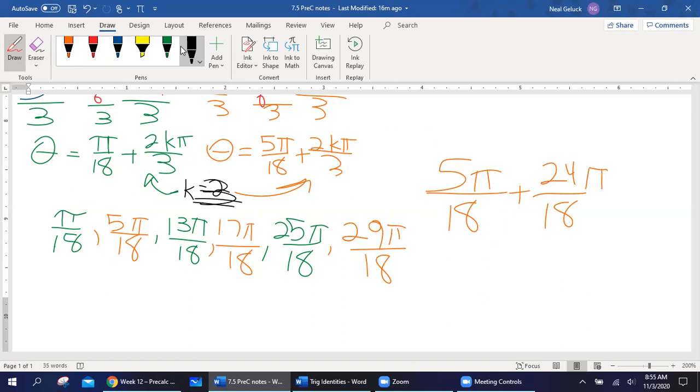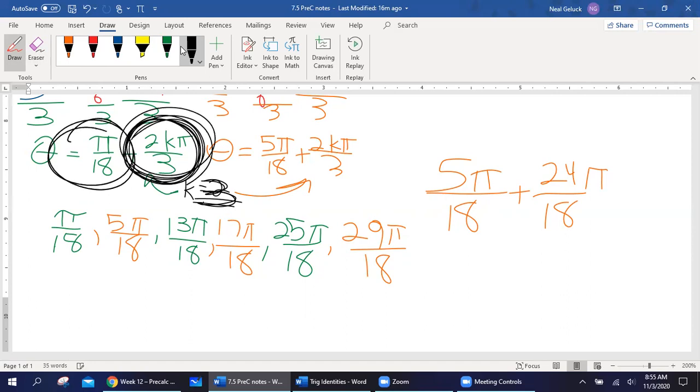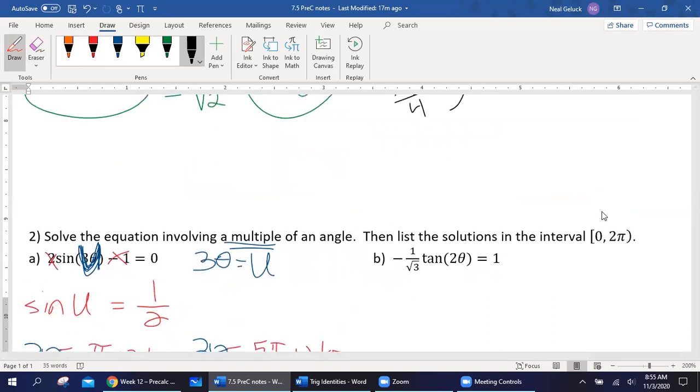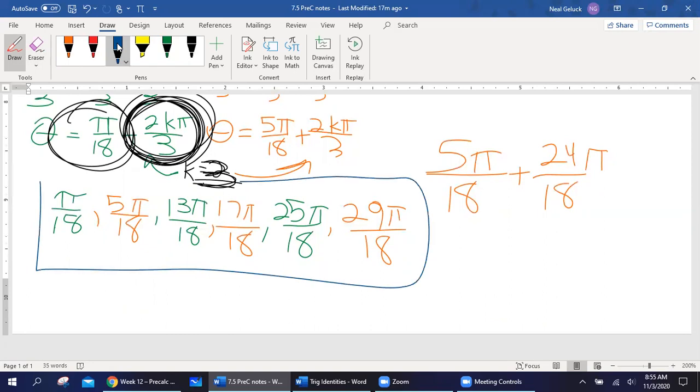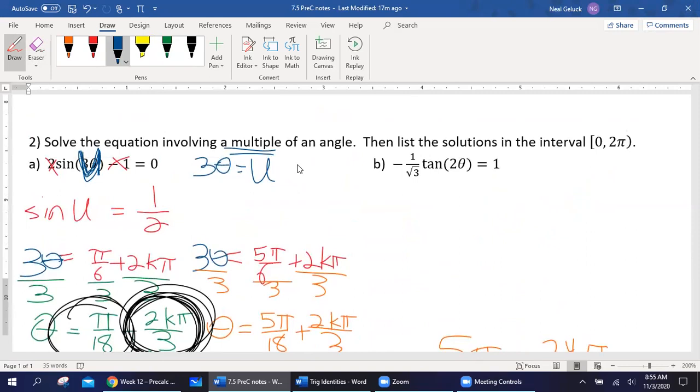Now, if I took k to 3, that's going to make this 6 over 3 or 2 pi. So if you think about it, if that's already 2 pi, adding something onto it is definitely going to be above my limit. So you basically just keep going back and forth, increasing k values until you reach the limit. So there's all the answers for theta between 0 and 2 pi.